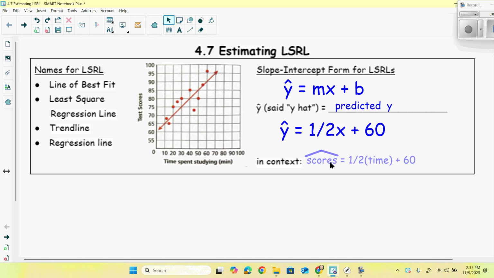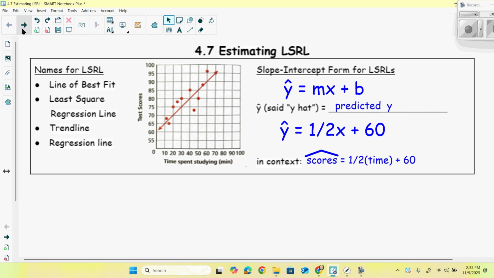In context, we would say the equation in context is the test scores equals 1/2 times the time plus 60. So we'll want to know how to interpret the meaning. In this case, the meaning is students are predicted to get at least a 60 on this test. Probably whatever studying they're doing for this test involves information they already know. They just have to remember it. Plus, it looks like there's some additional learning that needs to be applied. So your expected score or predicted score equals 1/2 times the time spent studying plus 60.